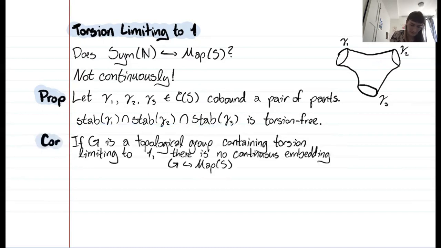And that gives us the following corollary: if you have a topological group G containing sequences of finite order elements limiting to the identity, there is no continuous embedding of your group G into the mapping class group of S. Why? Well, because torsion limiting to the identity has to go to torsion limiting to the identity in the mapping class group of S. But we found this neighborhood where the buck stops. Finite order elements cannot enter that neighborhood of the identity unless they're trivial. So what we've shown is that this map has to have some kernel if it's continuous.